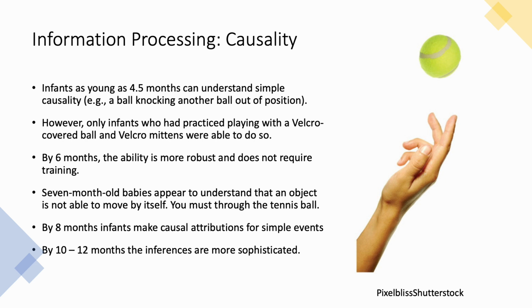By 8 months, infants make causal attributions to simple events, and by 10 to 12 months, the inferences are even more sophisticated. Let's look at an example.